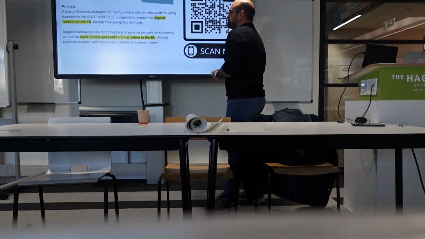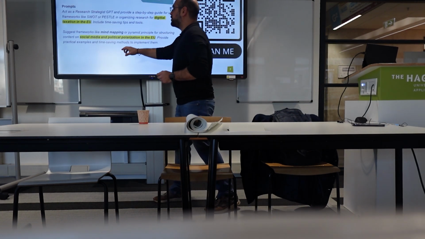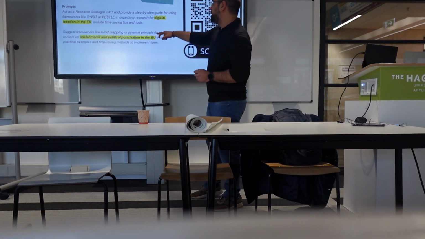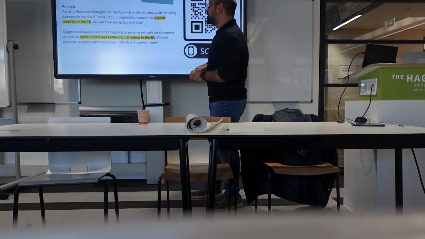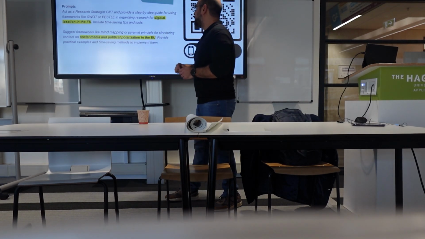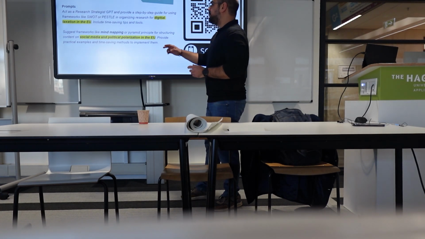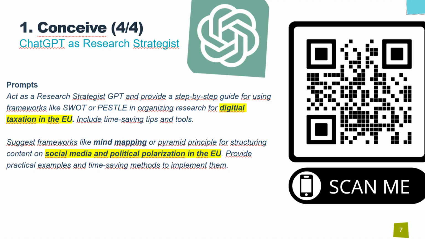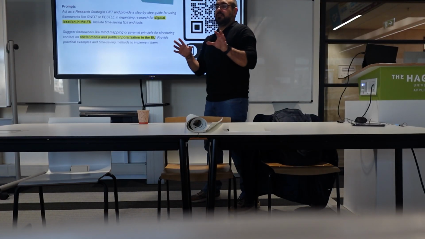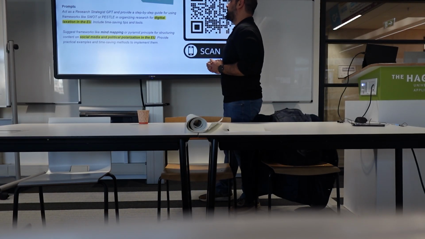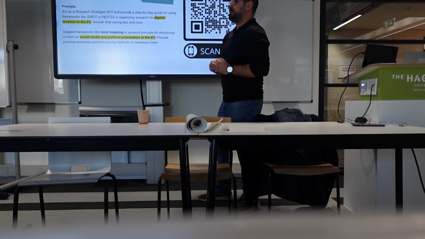your work. Another prompt could be: suggest frameworks like mind mapping or the pyramid principle for structuring content on social media and political polarization in the EU. Provide practical examples and time-saving methods to implement them. You see, these topics are highlighted in yellow because they're just the topics that I picked. You're going to, of course, pick your own topics and use this prompt for this particular purpose.